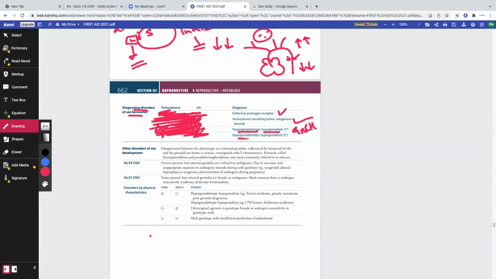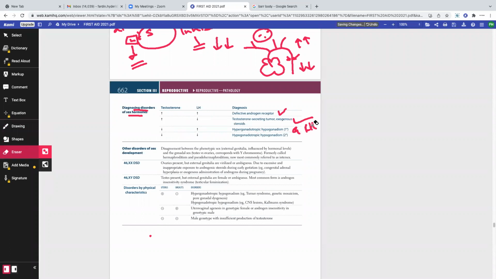Next one is hypogonadotropic hypogonadism. Can we expect both testosterone and LH to be low? Yes or no? The answer is yes. Okay. So that's that. Is everyone clear? Yes or no?